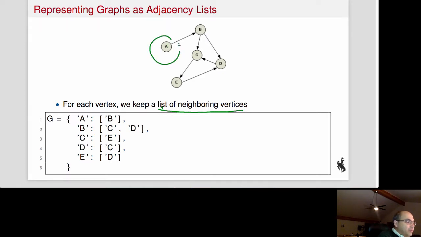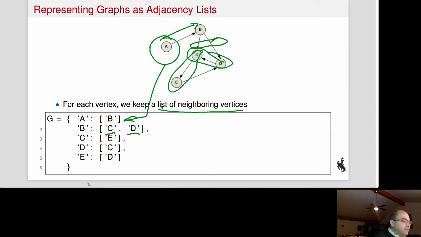So let's start here. From A, I can get to B. So that is represented right there. The list of children of A, if you will, although children is kind of a weird notion because it can go in both directions, but the list of the children or successors of A is B. How about B? I have 2 different outgoing arcs. So B can get to C and D. From C I can get to E. That's this. From D I can get to C. That's that one. And finally from E I can get to D. That's that edge. So for each node, we simply keep a list of all of the nodes that are reachable from it by 1 step.